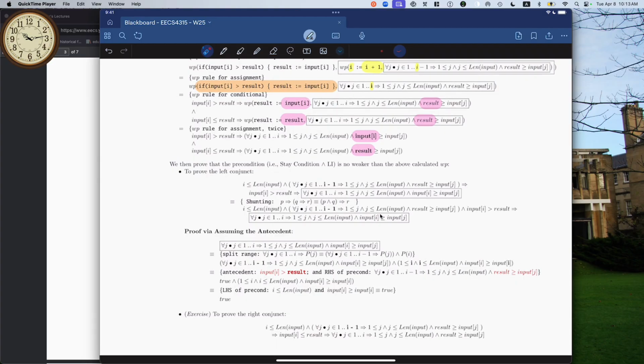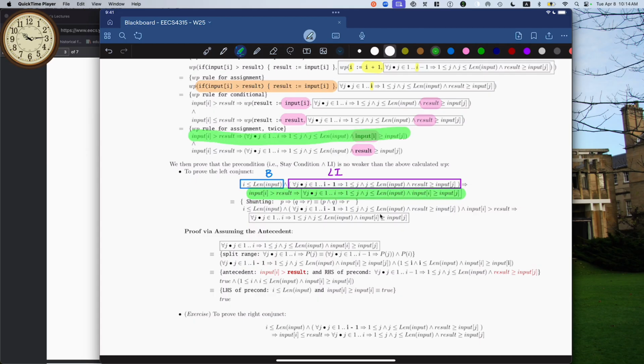First of all, you can see here we want to make sure this part here is the B. This part here is the loop condition. And this part over here is the looping invariant. And this is the WP that we just calculated. And we're only proving about the left one over here.